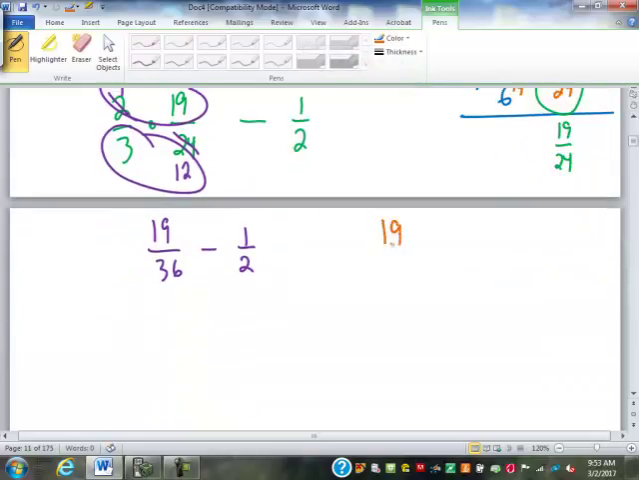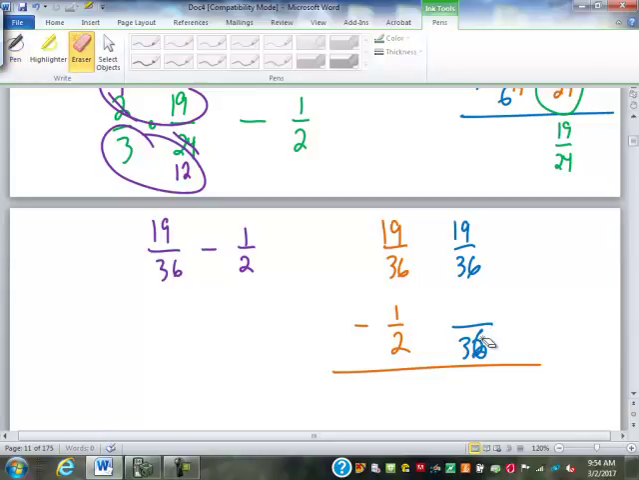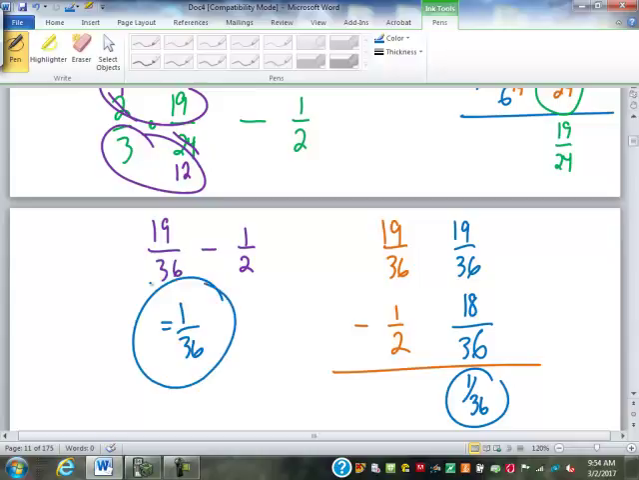So again, I'm going to set this up. 19/36 minus 1/2. Common denominator will be 36. So it stays 19/36. 1/2 is going to become how many 36ths? 18/36. Very good. So 19 minus 18 is 1/36. So that equals 1/36.